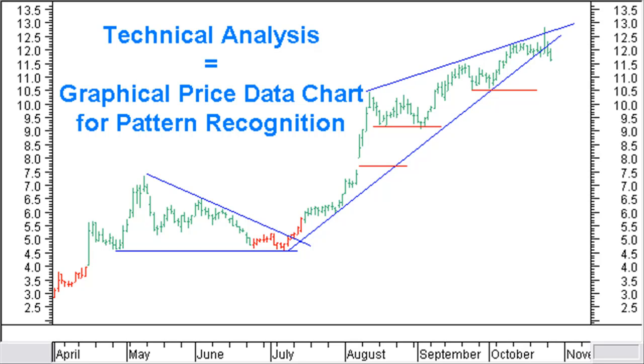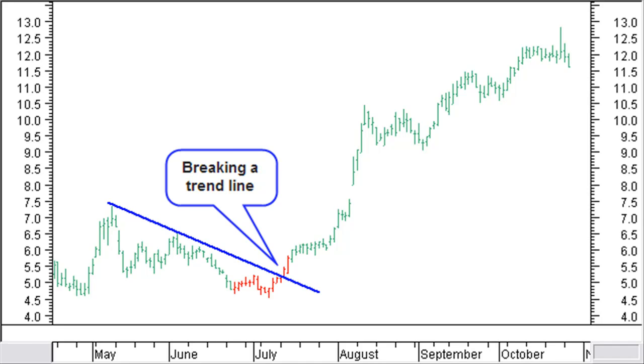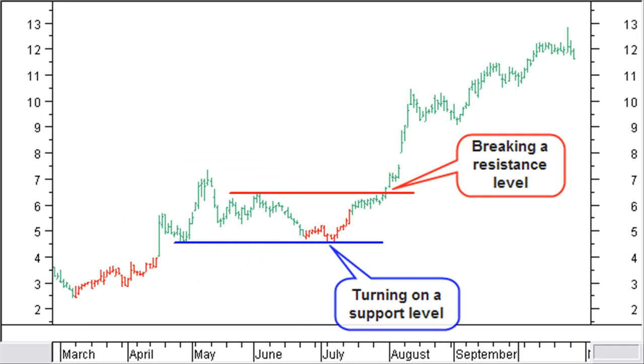Let's look at some examples. A first basic pattern is the breaking of a trend line and is a very powerful indication that the trend is reversing. In this example, you see the closing price breaking a downtrend line. This is generally a confirmation that the last turning point is a trend reversal. A second basic pattern for buying or selling decisions is the breaking of a resistance level or a price turning at the level of a support line.